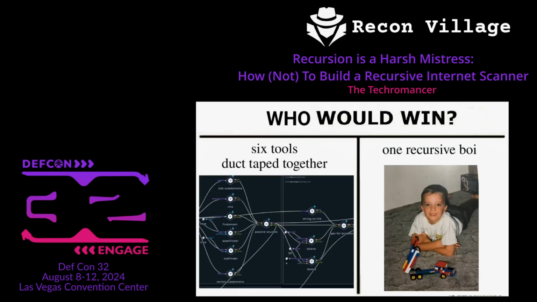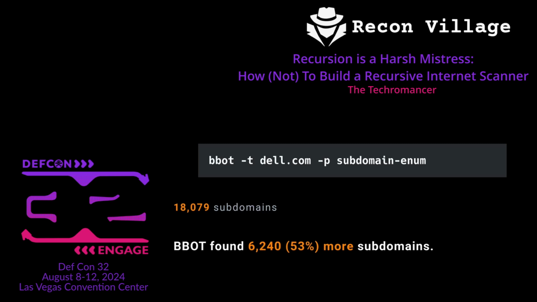But here's a question: who would win? We have the 6 tools duct taped together, or just one tool, right? So how much does recursion actually get you? This is the big question. You all want subdomains, right? Just give me as many subdomains as possible.